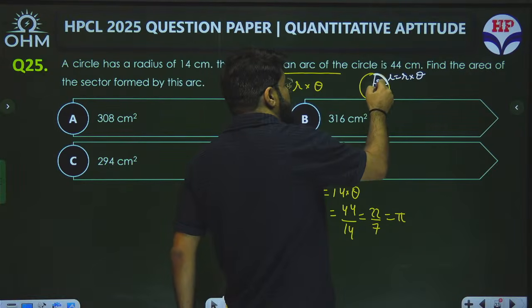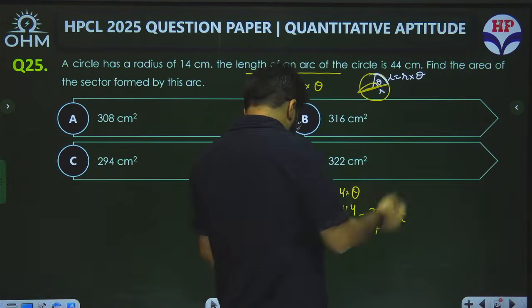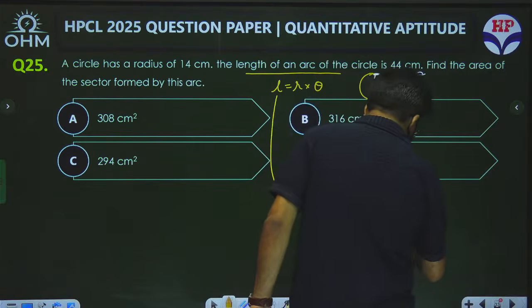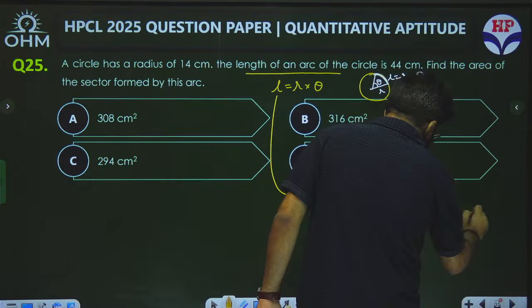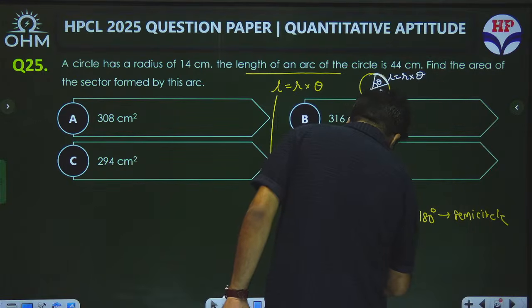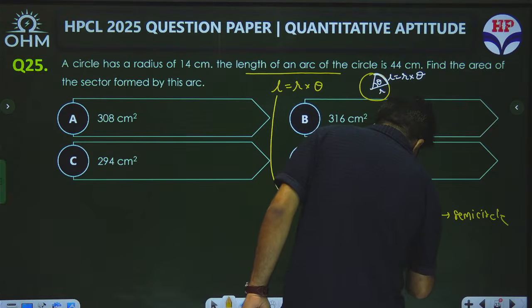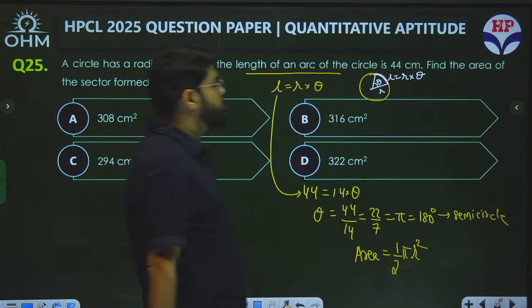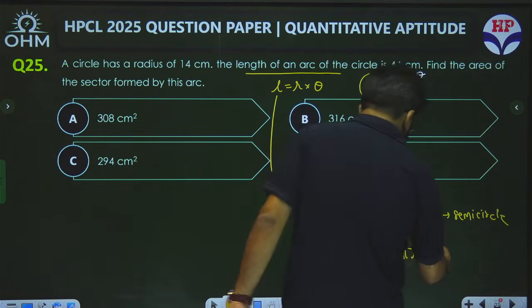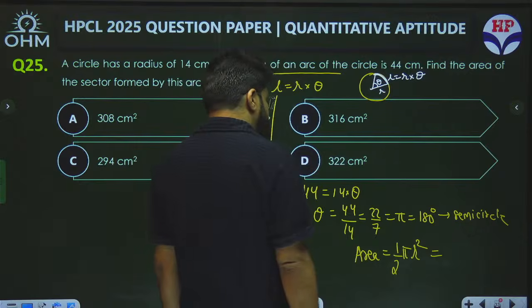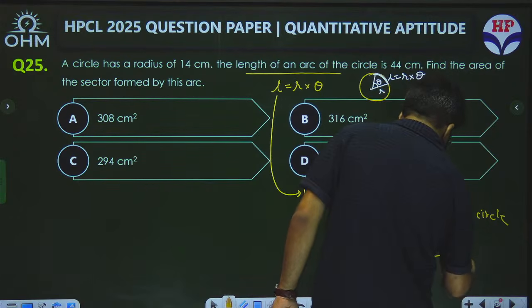Okay, theta equal to pi means this much is the sector, which is nothing but a semicircle, 180 degrees. Pi, or in degrees 180 degrees, forms a semicircle. So the area of the sector means the area of the semicircle. What is the area of a semicircle? Half into pi r square. Simple. Half into pi r square, because the area of a circle is pi r square.